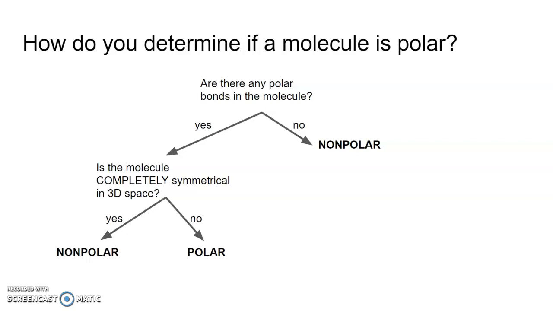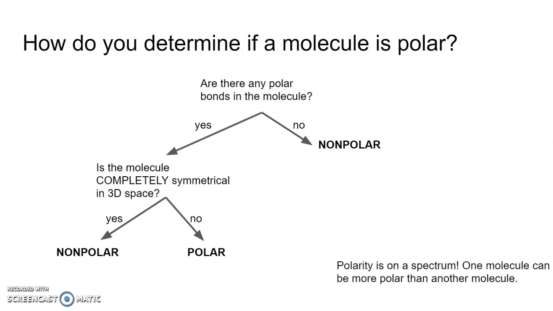Again, I do want to remind you, polarity is on a spectrum. I can describe one molecule as more polar than another molecule. We'll take a look at this when going through. We can also describe things as more nonpolar than another molecule. We're trying to turn something that has a lot of shades of gray into a black and white issue. And so just always keep that in your mind when going through.